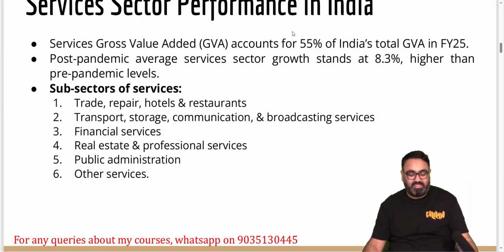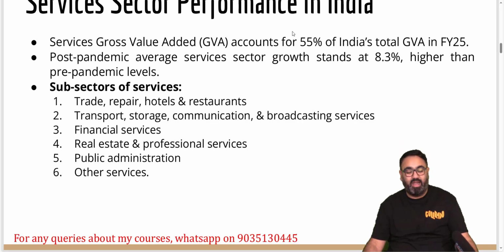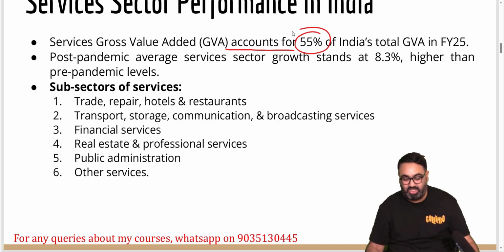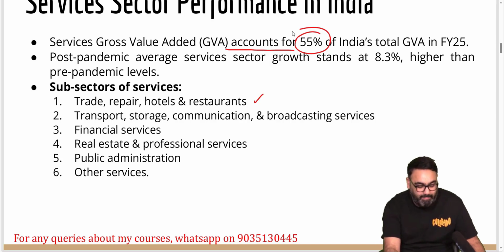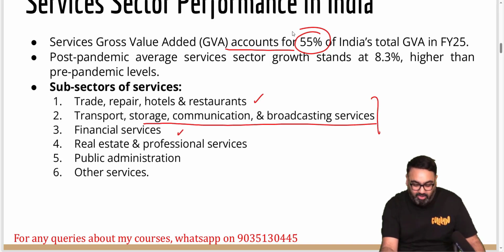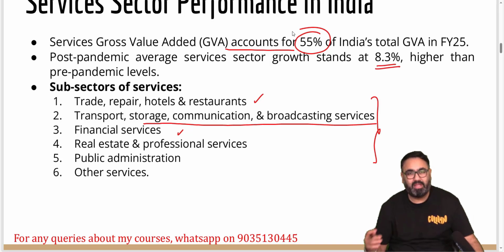Now, this Economic Survey chapter talks about the performance of different sectors in the services sector. It says that the total gross value added in services accounts for 55% of India's total gross value added in this financial year. Some of the sectors within the services sector that have made the biggest contribution include trade, repair, hotels, then transport, storage, communication, financial services. All of these are part of the services sector. Our services sector growth after the pandemic has been at 8.3%, which is much better than the growth we had at the pre-pandemic level.